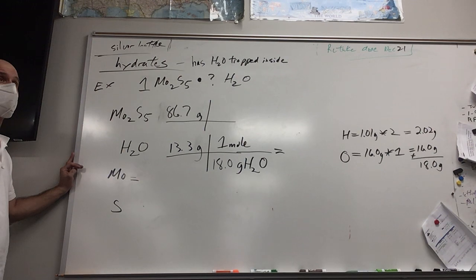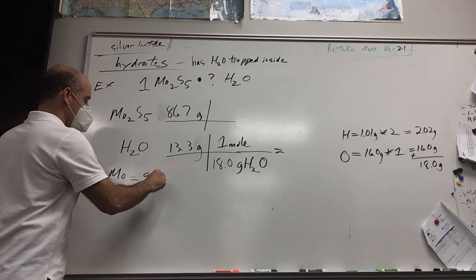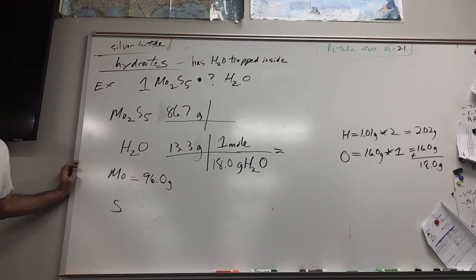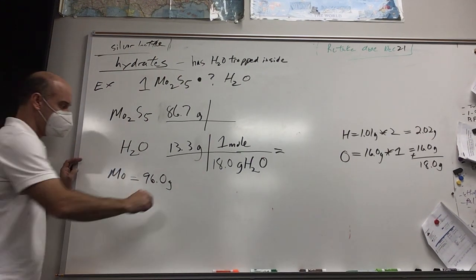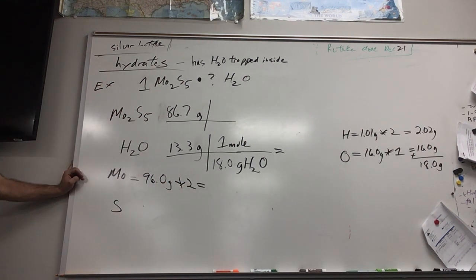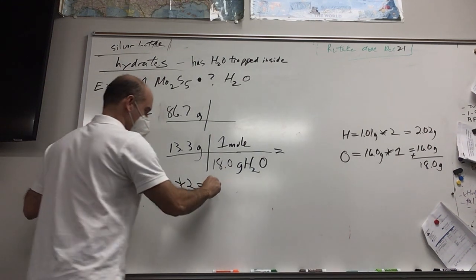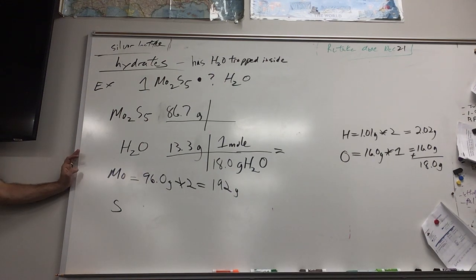It is a weird name. Molybdenum is 96.0. I'm gonna go with 3 sig figs. I get that number off the periodic table. There's 2 of them. What's 200 minus 8? Thank you. See, we can still do math in our heads.